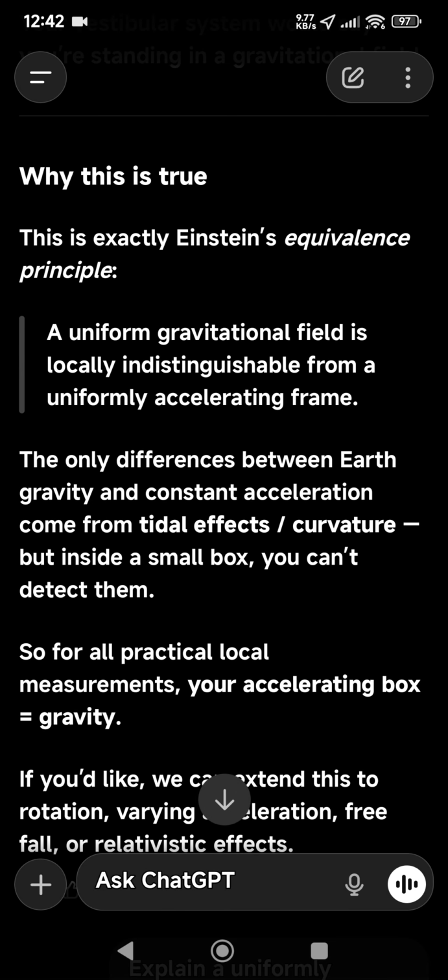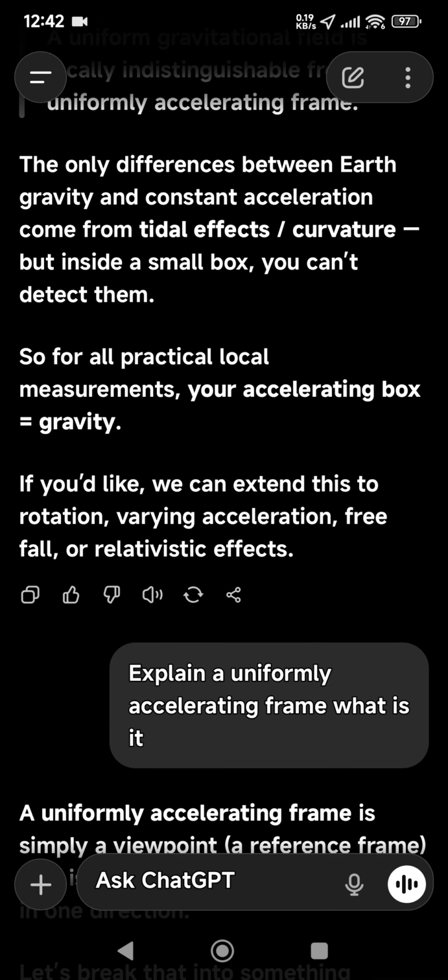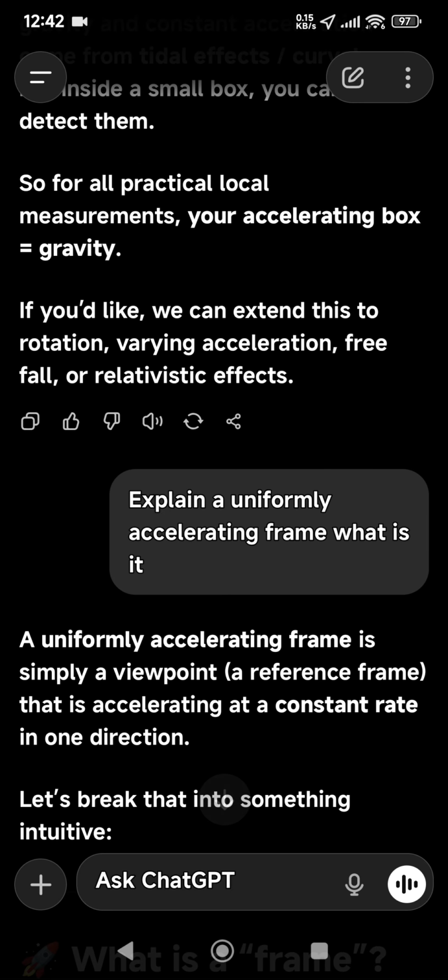Why is this true? This is exactly Einstein's equivalence principle. A uniform gravitational field is locally indistinguishable from a uniformly accelerating frame. The only difference between Earth gravity and constant acceleration comes from tidal effects and curvature. But we've looked for curvature, we can't find it, so we know there's no curvature. But inside the small box, you can't detect them. So for all practical local measurements, your accelerating box equals gravity. If you'd like, we can extend this to rotation, varying accelerations, free fall, or relativistic effects.